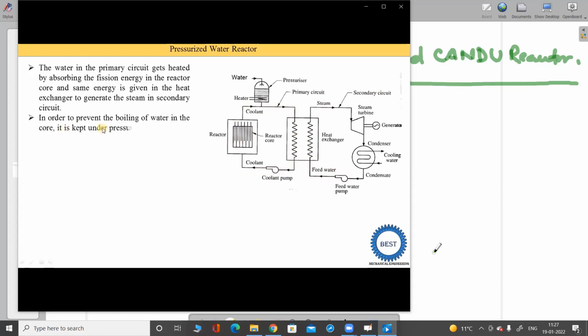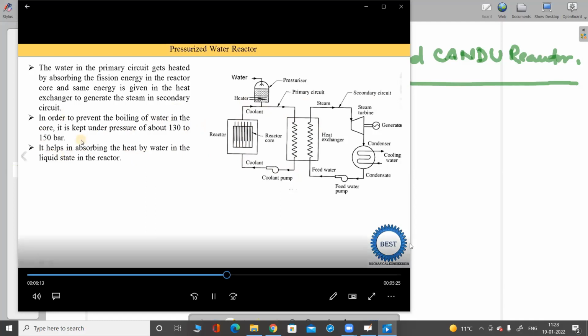So in order to prevent the boiling of water in the reactor core, it is kept under a pressure of about 130 to 150 bar. This means the coolant is supplied to the reactor at a pressure of 130 to 150 bar. So it is in a water state, and this water coming out from the reactor is supplied to the heat exchangers. This high pressure helps the water absorb the heat energy in the liquid state.